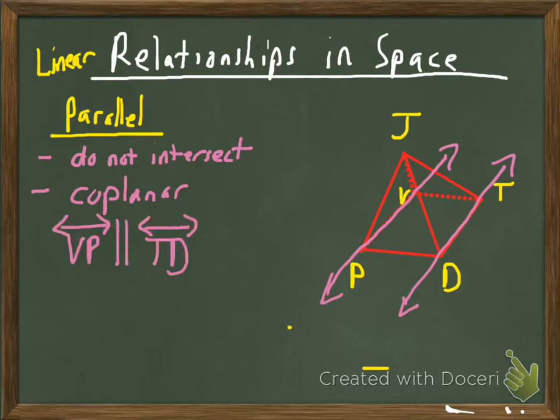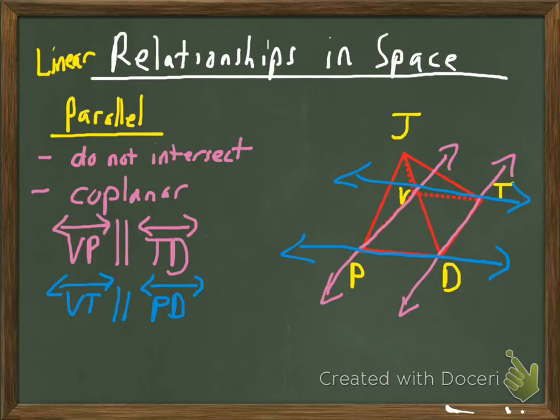And there you can see the notation that I would expect you to use if you were trying to say that two lines were parallel to one another. The other pair of parallel lines that are in this picture would be these two lines, PD and VT. Alright, so that's parallel lines.